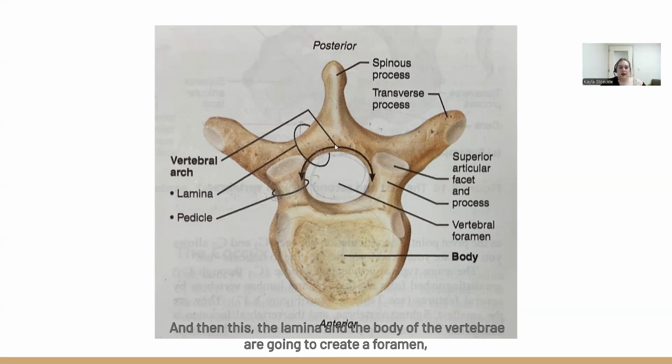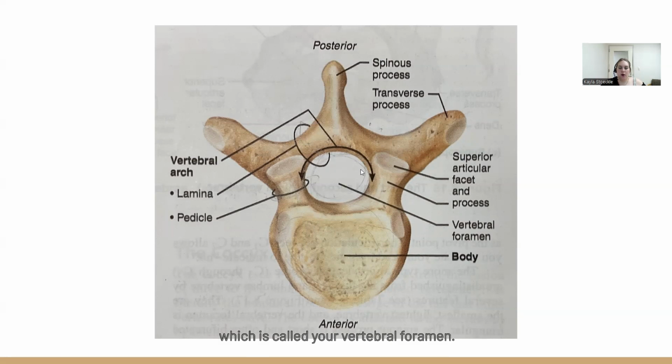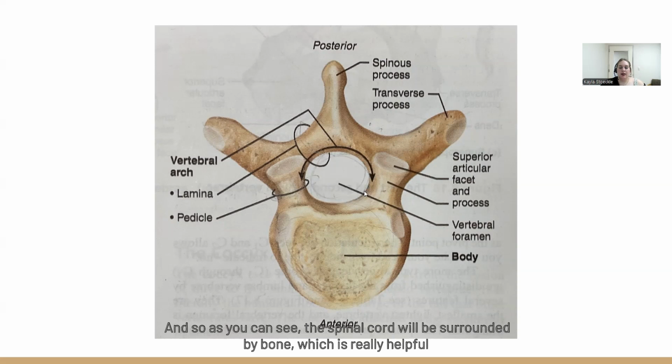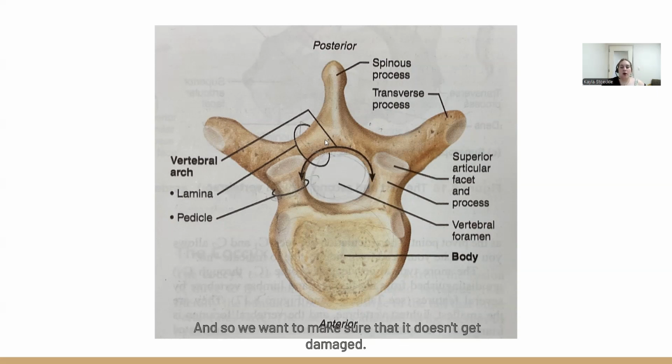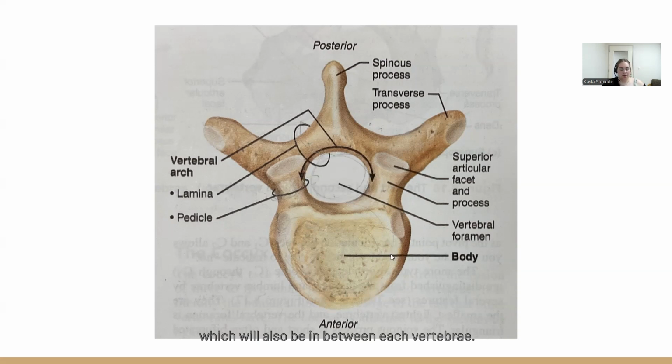And then the lamina and the body of the vertebrae are going to create a foramen, which is called your vertebral foramen. This is where your spinal cord will lie. As you can see, the spinal cord will be surrounded by bone, which is really helpful because your spinal cord is very, very sensitive, and we want to make sure that it doesn't get damaged. That's why you also have the intervertebral discs, which are made of fibrocartilage, and which will also be in between each vertebrae.